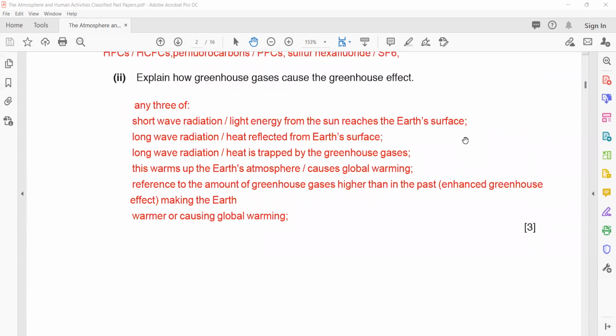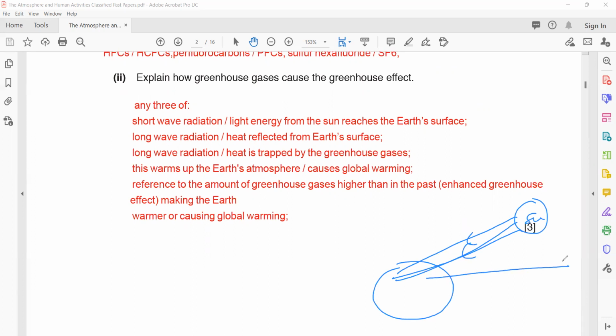After that, explain how greenhouse gases cause the greenhouse effect. This, as I told you before, you have to write in sentence form. So they are saying that short wave radiation, light energy from the sun, reaches the earth. For example, this is your earth, this is the sun. So here the radiation comes from the sun to the earth. Long wave radiation or heat is reflected from the earth's surface. So it goes back after reaching the earth.